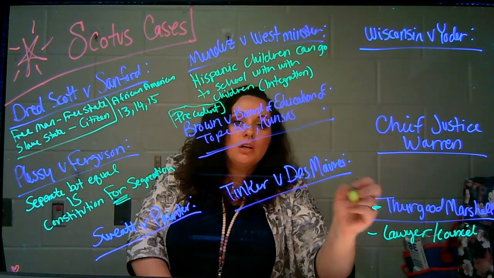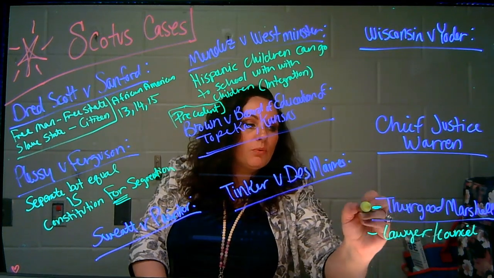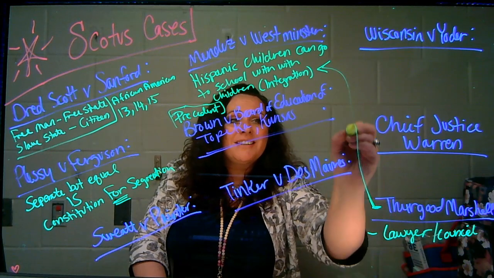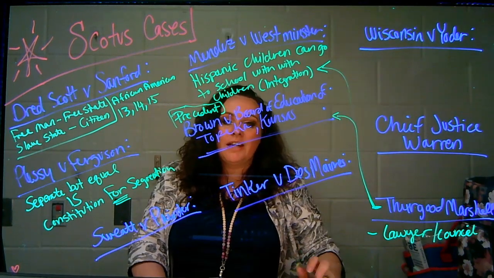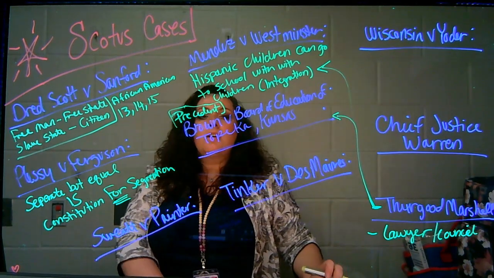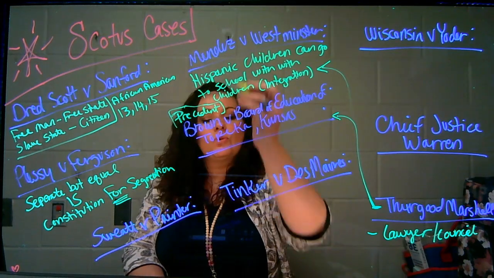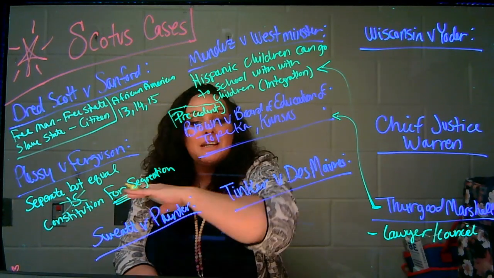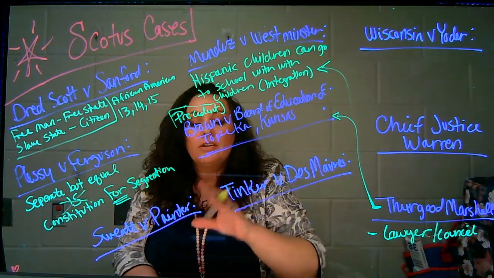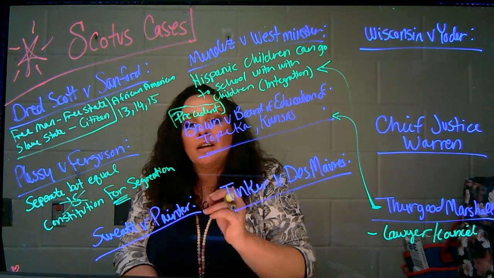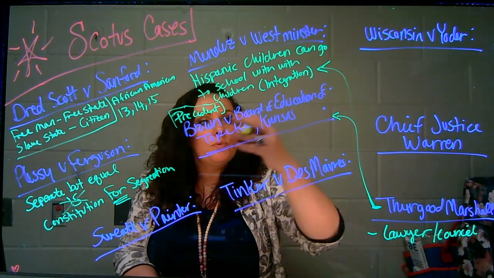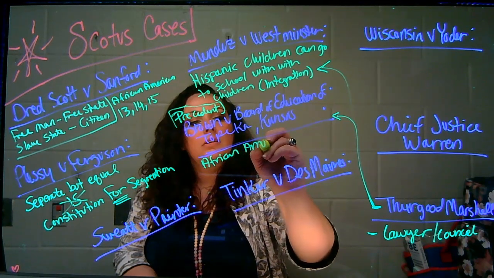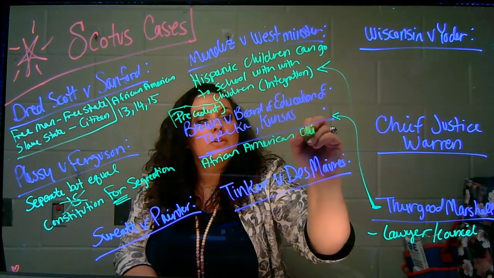Now, well, Thurgood Marshall, he is here. He's a lawyer, counsel, for here. He is also the same for here. Okay. Now, Brown v. Board of Education, Topeka, Kansas, is also going to rule now that separate but equal is not constitutional because it is inherently unequal. And so, therefore, African American children can go to school with whites.